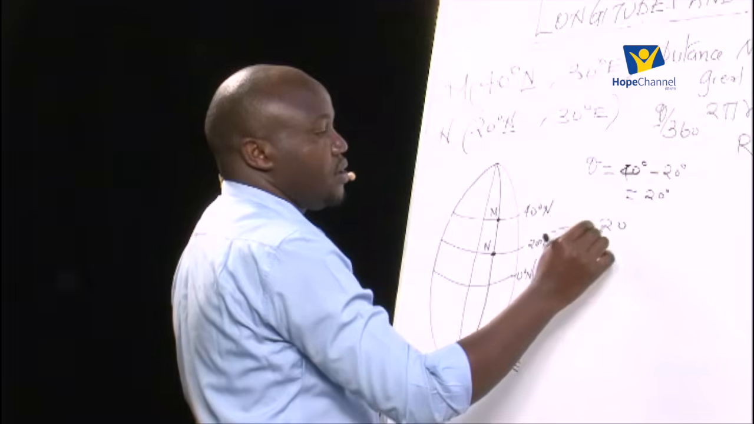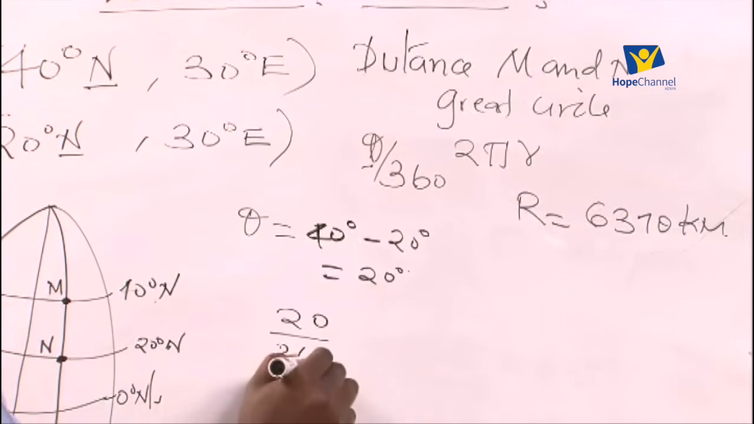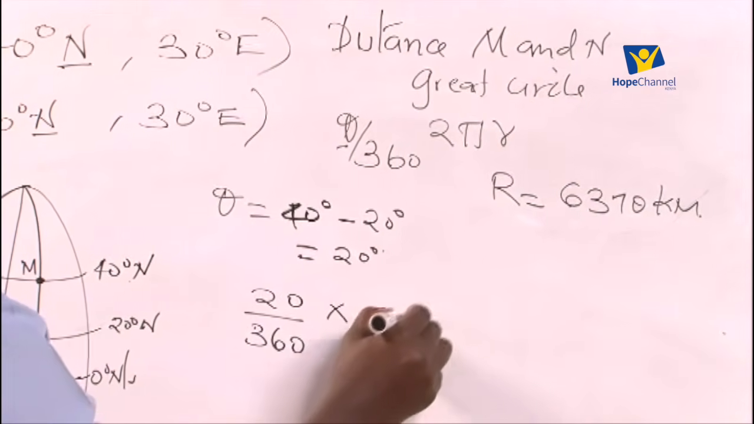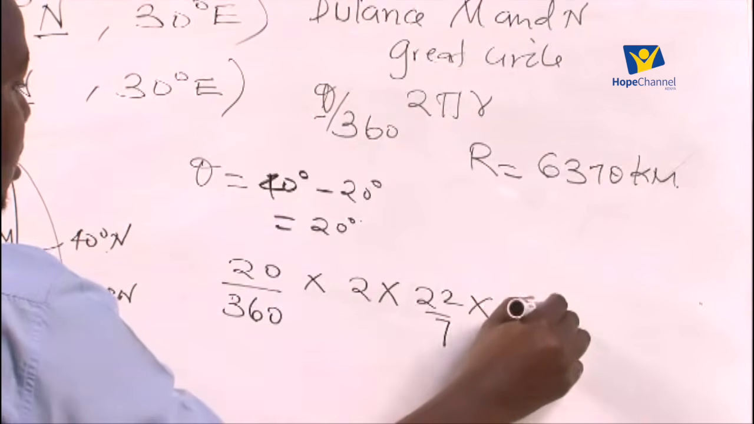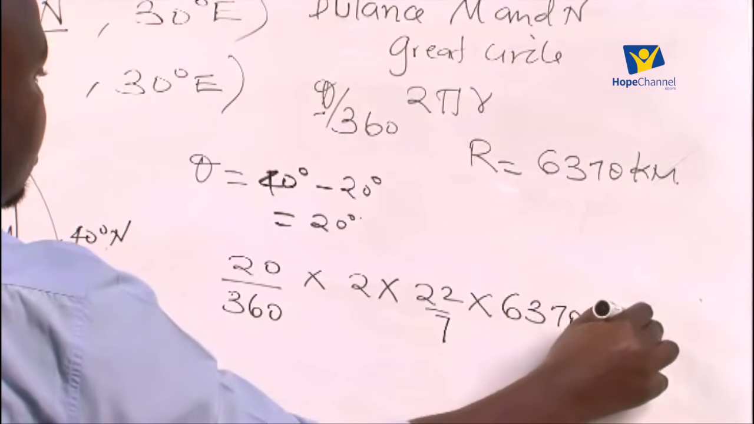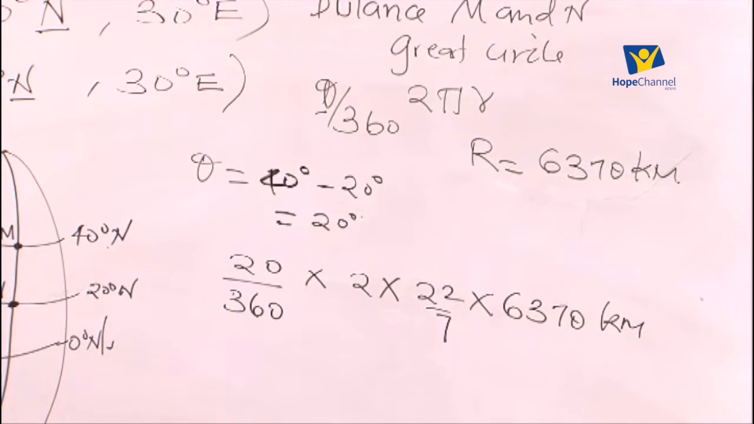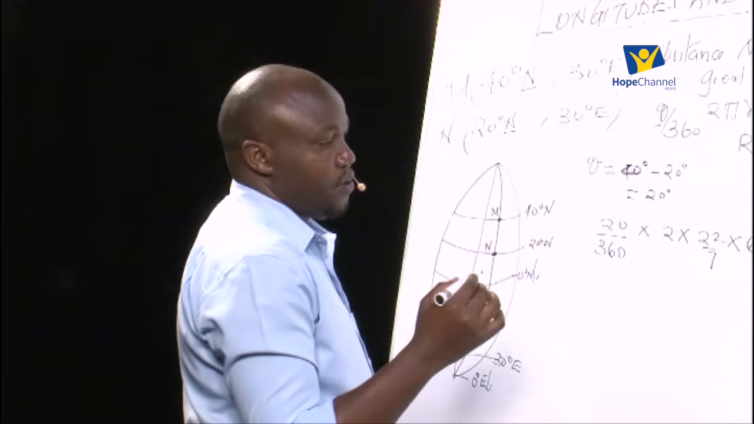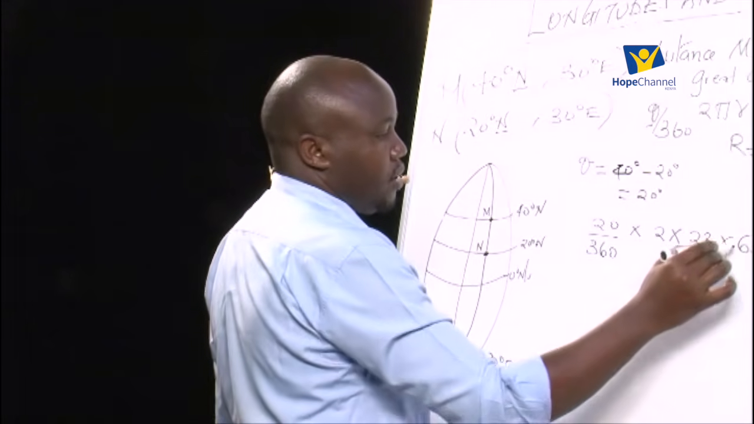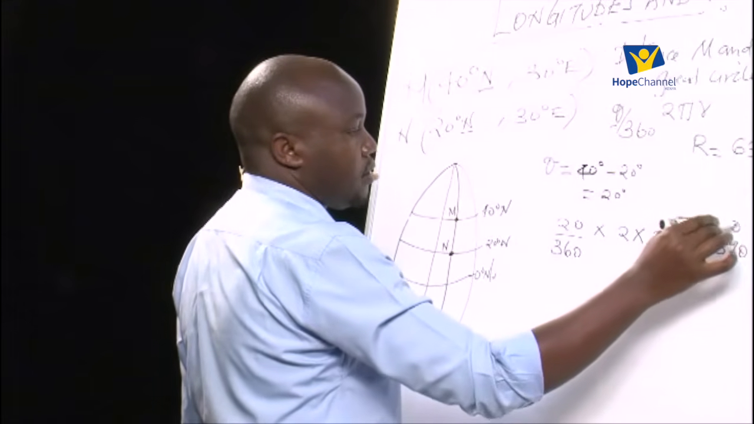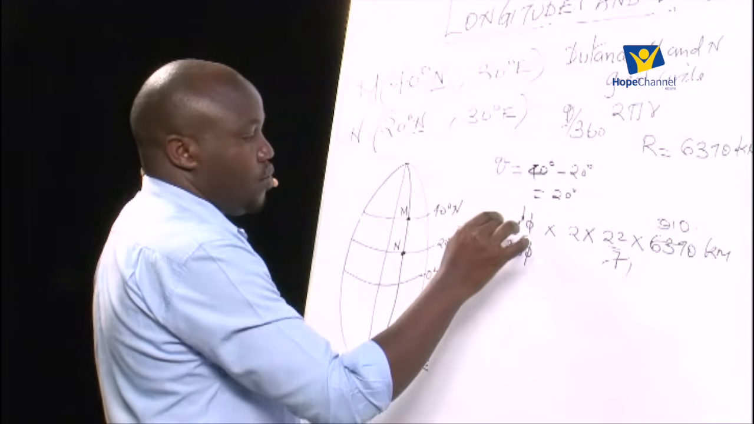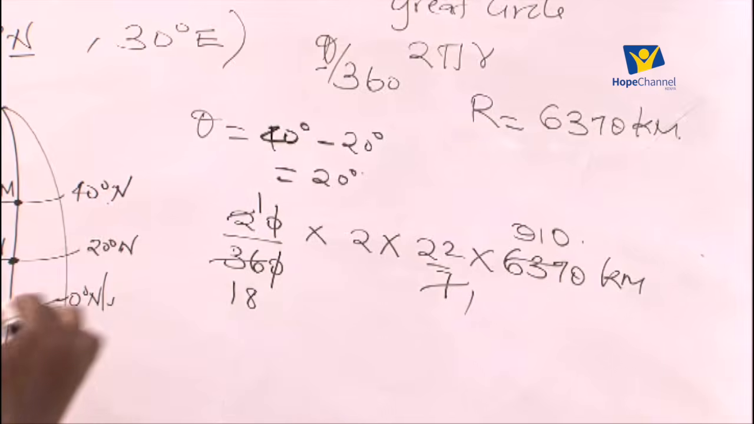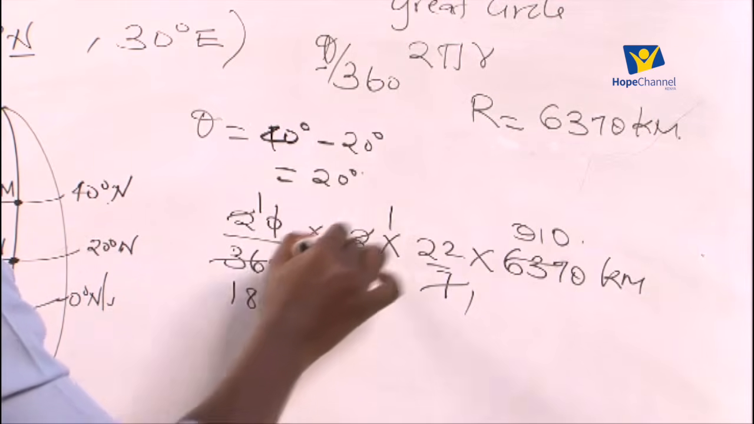Put it there. So 20 over 360 multiplied by 2 multiplied by 22 over 7, which is the pi, multiplied by 910 kilometers, which is the radius of the Earth. Perform your mathematical procedures from here.